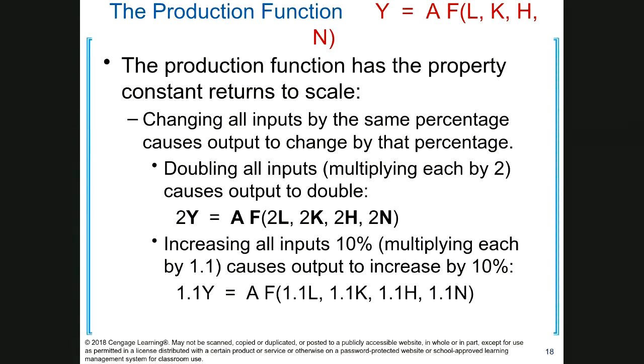Again, this is just the mathematical computation. If you had original one here, now assume everything doubles and the level of technology stays the same, then you're going to have double output, right? That's what it says. Increase all inputs by 10%, multiply each by 1.1, causes output to also increase by 10%. That's just simple math, but don't worry about it now.